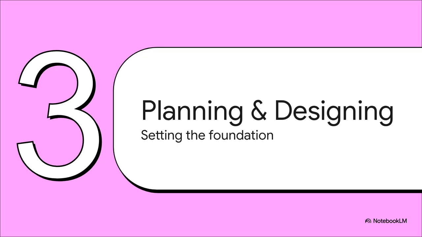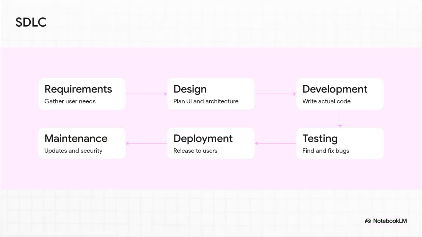Section 3. Planning and designing, setting the foundation for our food delivery app. To make this super concrete, let's imagine our team is building a brand new food delivery app. We start by laying out the actual track for our relay race using something called the Software Development Lifecycle, or SDLC. Every professional team uses the 6-step map: requirements, design, development, testing, deployment, and maintenance. It's how they turn a wild idea into a polished product without completely losing their minds.